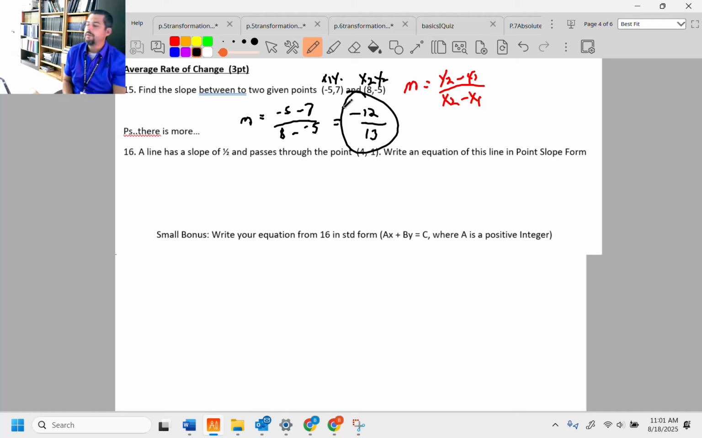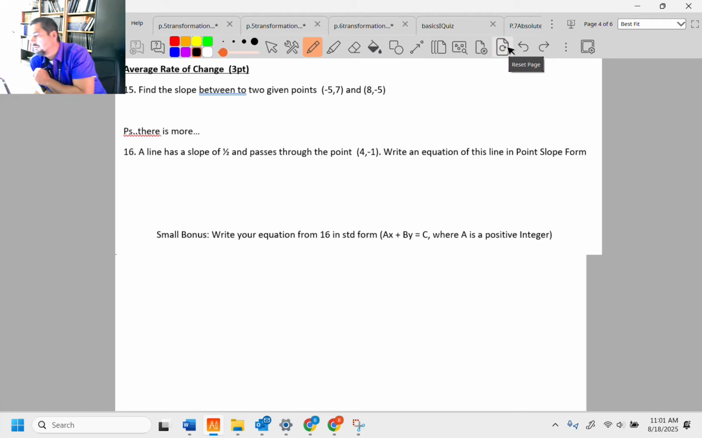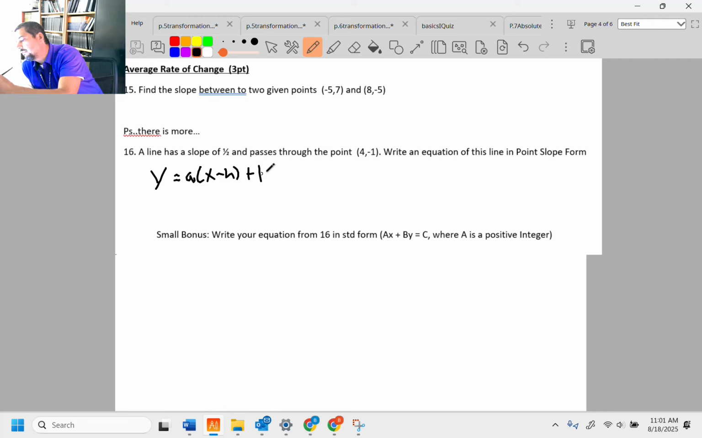16, a line has slope a half, pass through the point 4, comma, negative 1. Write an equation of this line in point slope form. Now I suggest you just write down y equals a times x minus h plus k. That is a linear form because the understood exponent is 1. That goes there, that goes there, and that goes there. Plug in like I've been showing you for a straight up week.